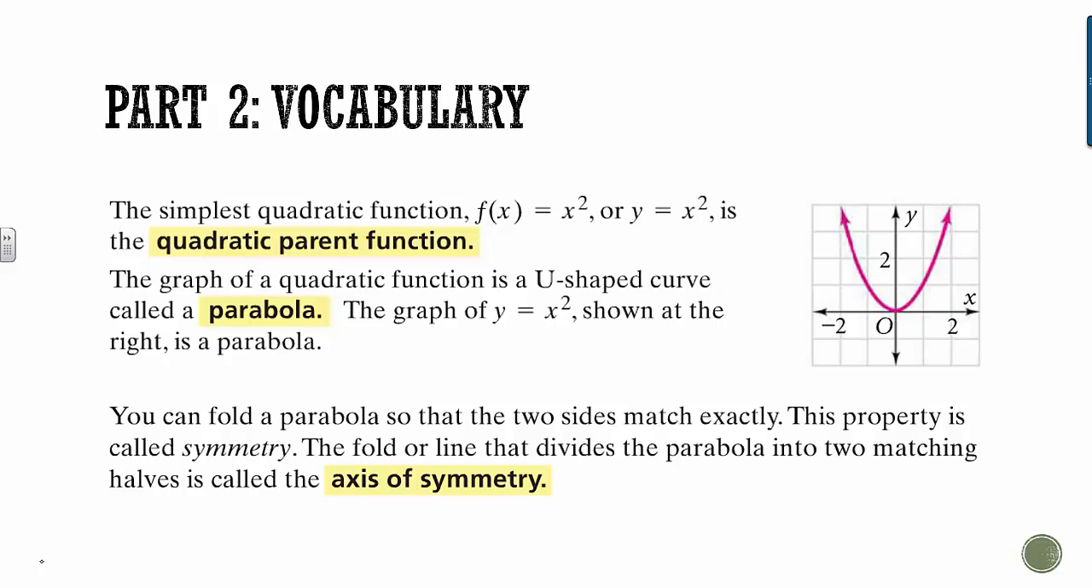So the simplest quadratic function is f of x equals x squared. We call this U-shaped thing a parabola. And the simplest function only has one intercept at 0, 0. But one awesome thing about a parabola is that the two sides match exactly. And this property is called symmetry. If I was to take my paper and fold it right here, I would get exactly the same curve on both sides. And that line that I drew right there is your axis of symmetry. Your axis of symmetry is always a vertical line, so it's always x equals a number.